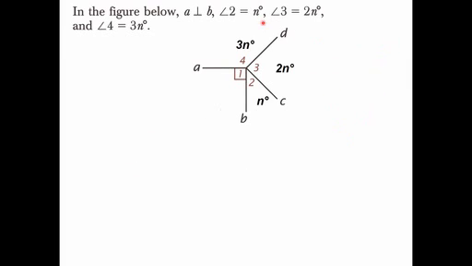All right, heading off, we've got a new given here. A is perpendicular to B. What's the definition of perpendicular lines? They form a right angle, just one right angle. So we've got that marked as a right angle. They've given the other measures of angles 2, 3, and 4 as n, 2n, and 3n.